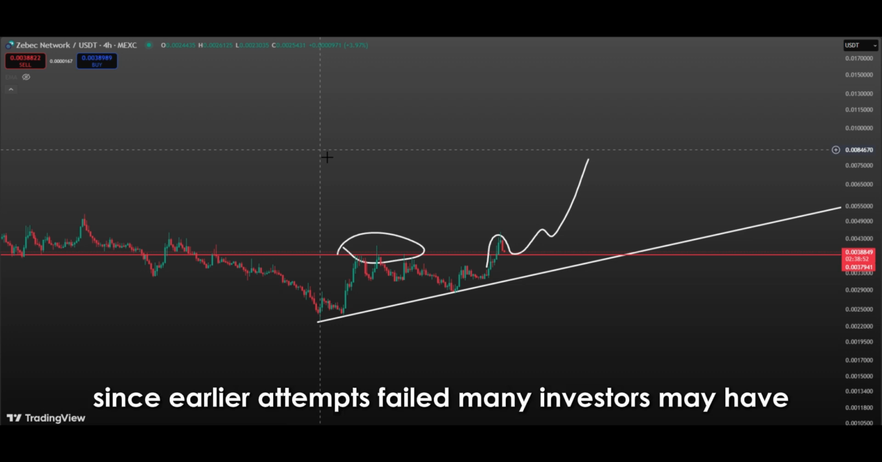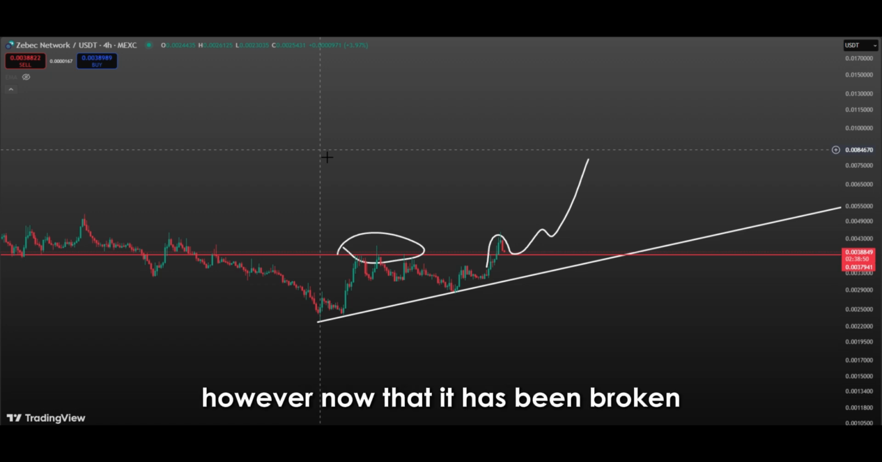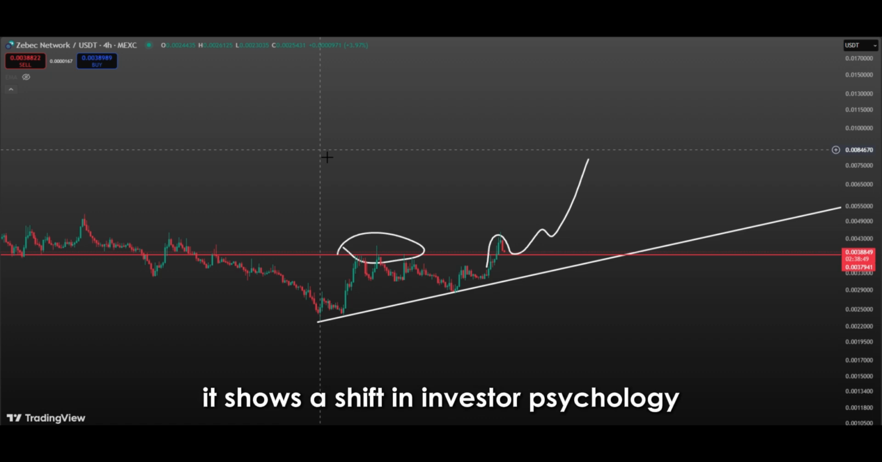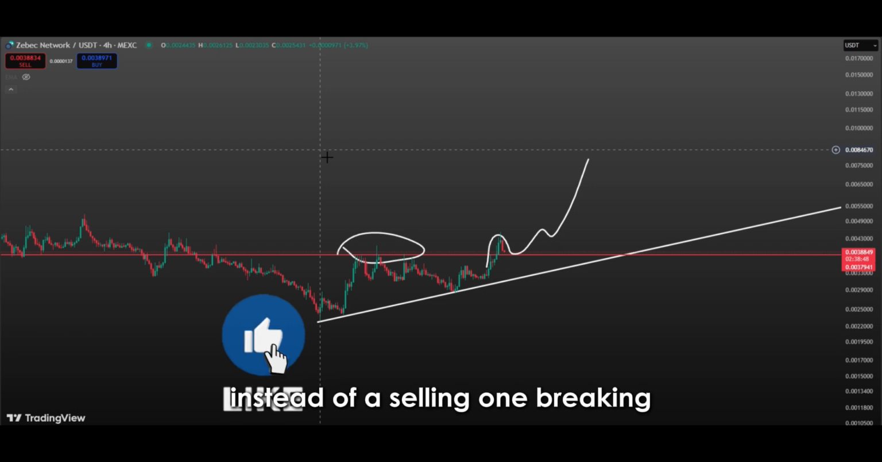Since earlier attempts failed, many investors may have viewed this level as a sell zone. However, now that it has been broken and the price is attempting to hold rather than fall when testing this area, it shows a shift in investor psychology. More investors may now start to see this level as a buying zone instead of a selling one.